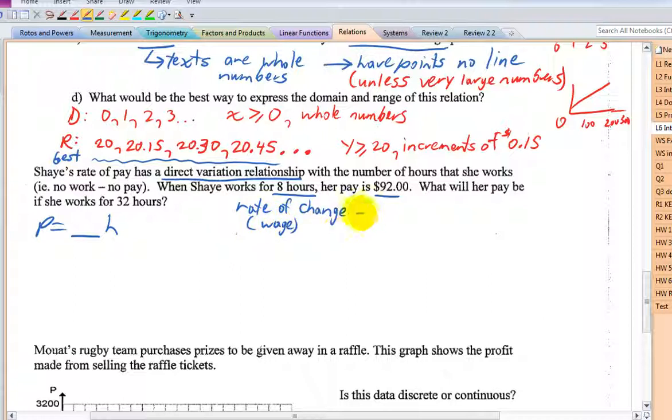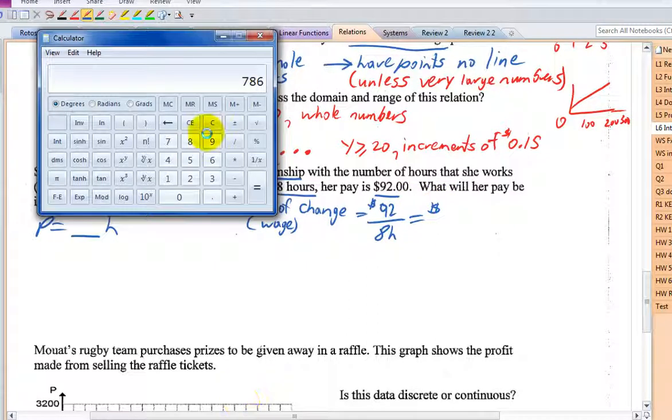So she makes $92. That's going to be her vertical change. Her horizontal change will be 8 hours. So now you can figure out what she makes. What number should we write there? Go to your calculator, 92 divided by 8. Good. So if you write 11.5, I'm going to take off half a mark.